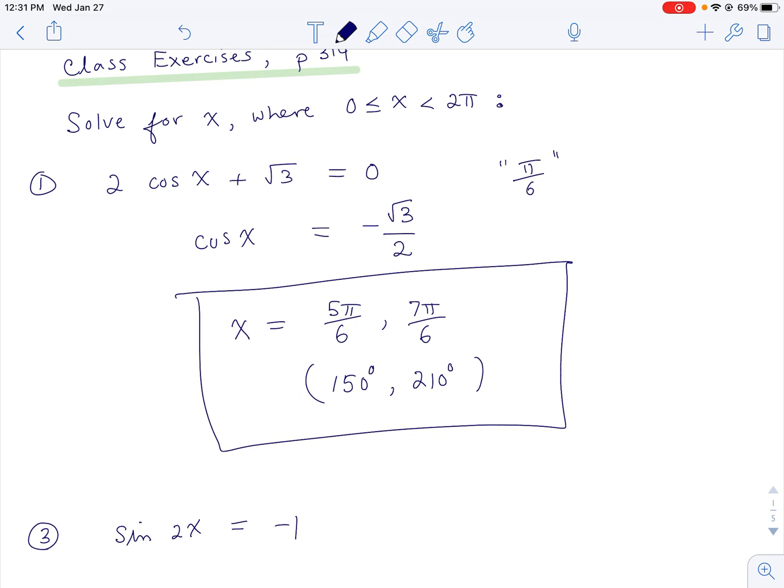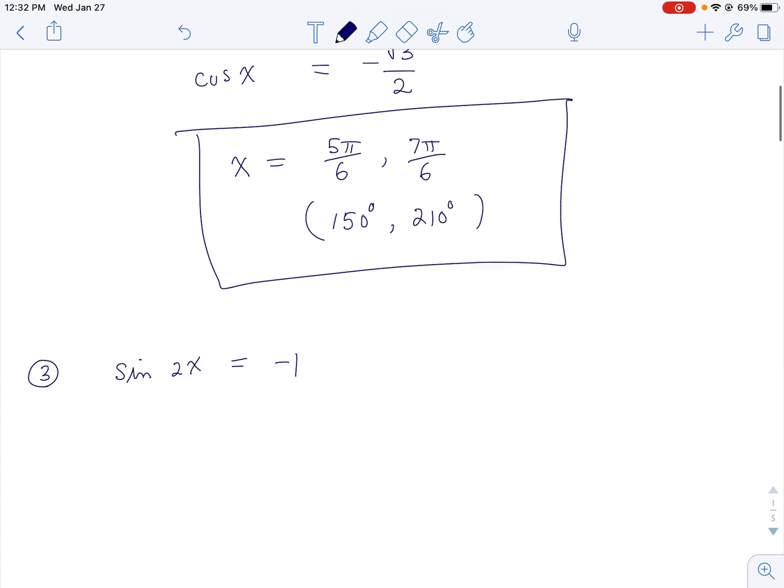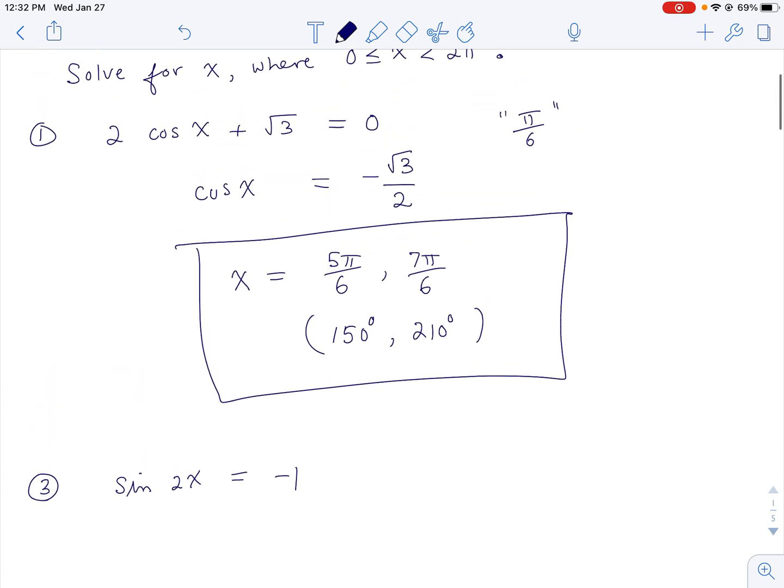So that's about it. You want to try to get down to one trig function and isolate it and then use your knowledge of the unit circle. I'm going to do one more with you right here. And then I'll probably pause for another video.